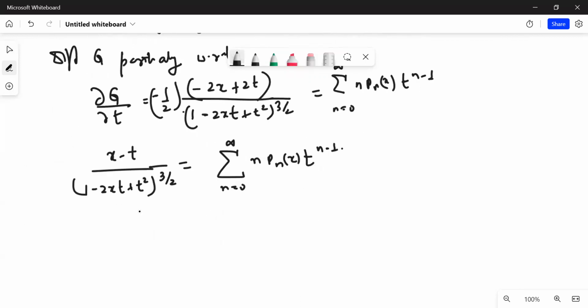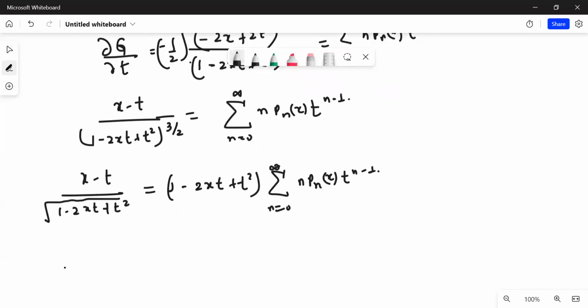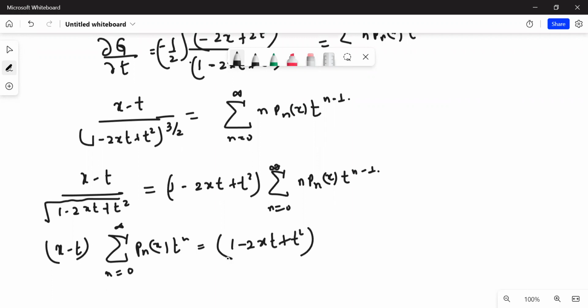And what I can do is write x minus t here, and I can write 1 minus 2xt plus t square, and one of them I can take there. So this will be summation n equal to 0 to infinity n Pn(x) t power n minus 1. And if I want to use the generating function, this denominator will again generate my Legendre's polynomial. So I'll write x minus t, and this would be equivalent to writing summation n equal to 0 to infinity Pn(x) t power n, equals 1 minus 2xt plus t square, and then you have this summation n equals to 0 to infinity.